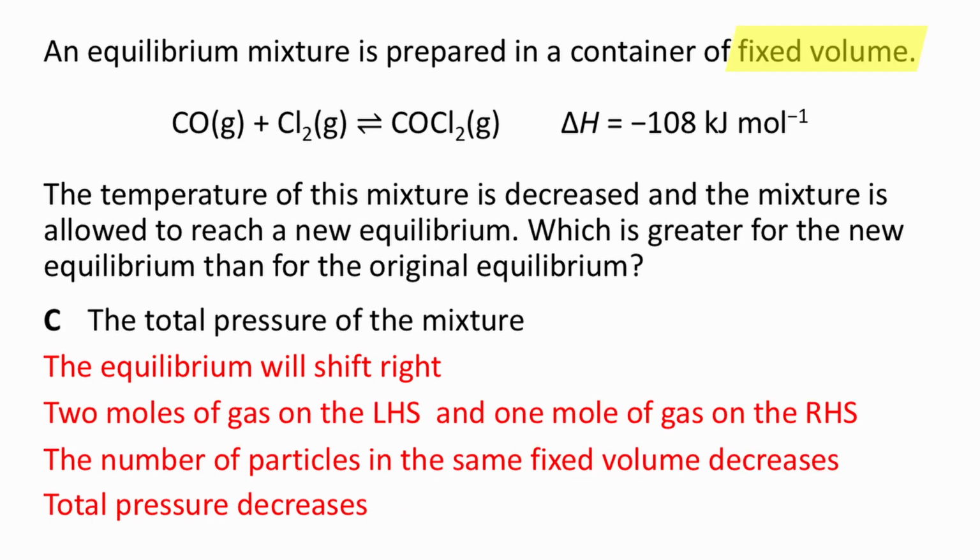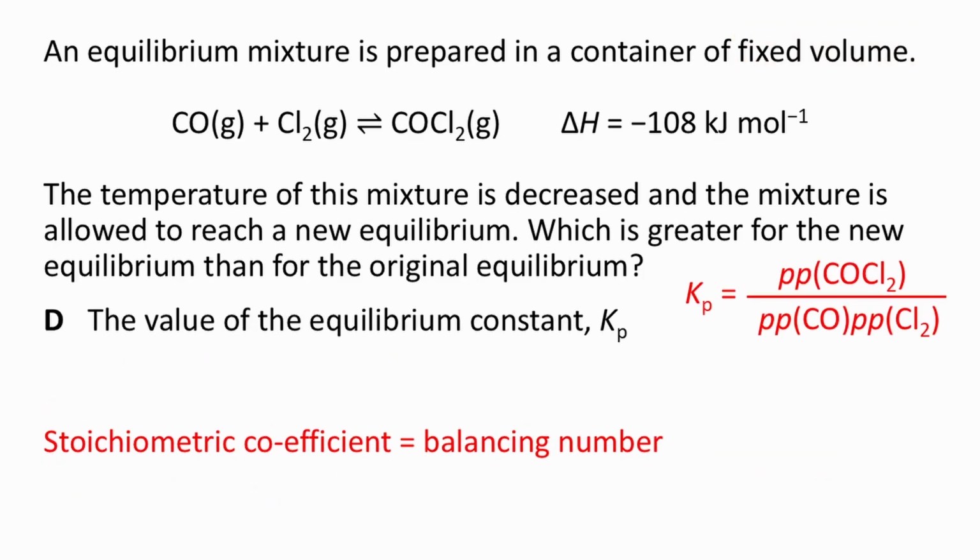The question states that the container has a fixed volume. There are 2 moles of gas on the left-hand side of the equilibrium and 1 mole of gas on the right-hand side. The number of particles in the same fixed volume decreases, therefore the total pressure decreases. This means that option B and option C are incorrect.